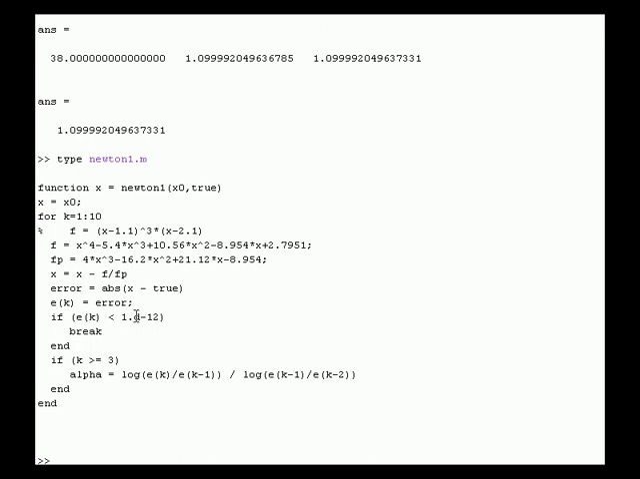And I'm going to stop if the error is less than 10 to the minus 12. And here we're calculating the experimental order using that formula we just showed. So we pass in the initial approximation and the true root. The only thing we use the true root for is to calculate the error so we can see how fast it's converging. Normally you don't know the true root, of course. So let's start close to the root at 2.1. Let's just do 2.0, and 2.1 is the true root.